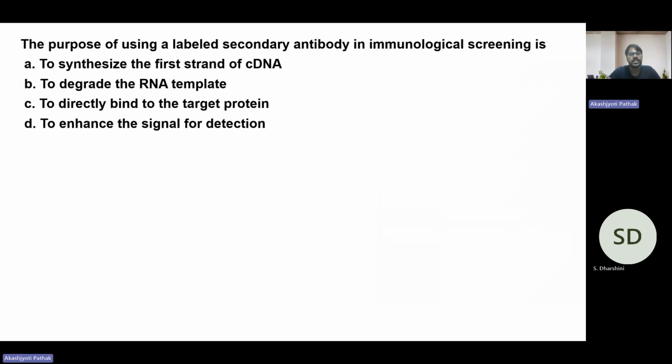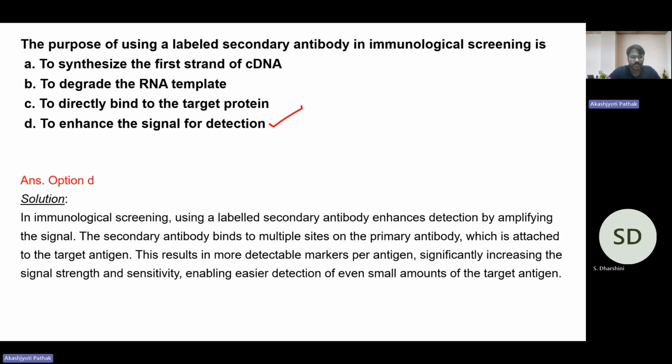Now, what is the purpose of using a labeled secondary antibody in immunological screening? Just now I explained that the only reason is to enhance the signal for detection. The answer is option D, to enhance the signal for detection. So it amplifies the signal by binding to multiple sites on the primary antibody.